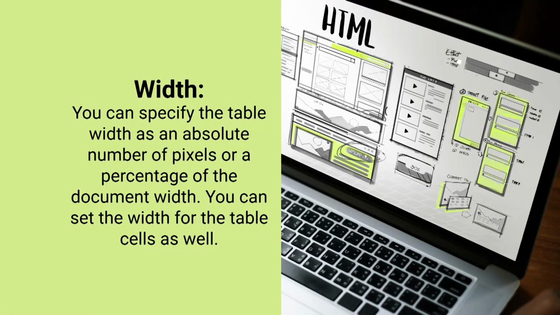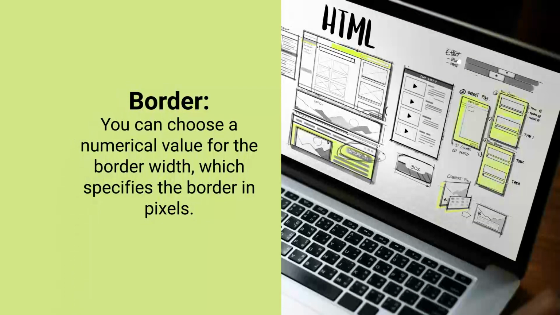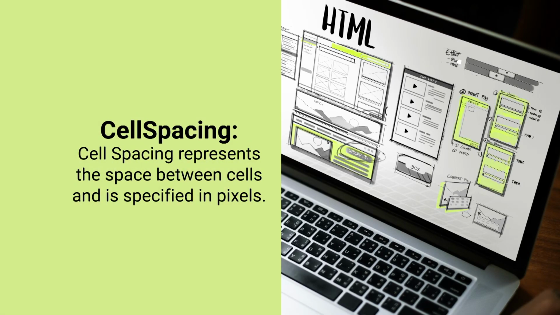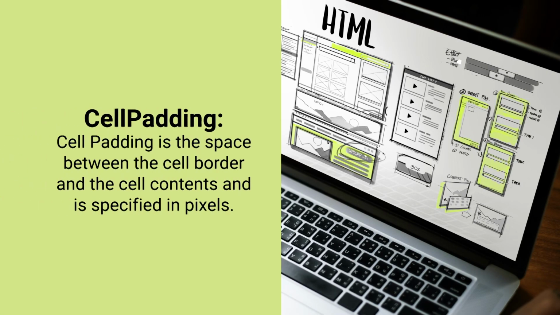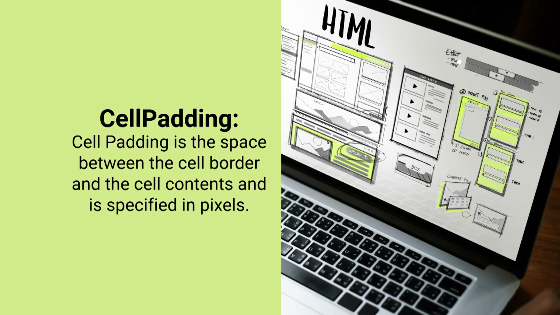Width can specify the table width as an absolute number of pixels or as a percentage of the document width. You can set a width for a table as well. In a similar way, border and cell spacing are also available features. Another table attribute is cell padding. Cell padding is the space between the cell border and the cell content, specified in pixels.